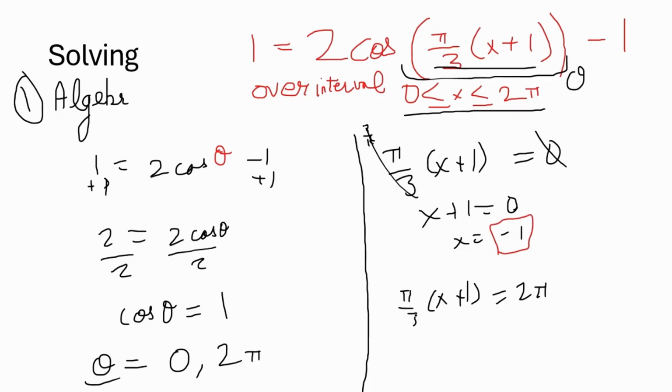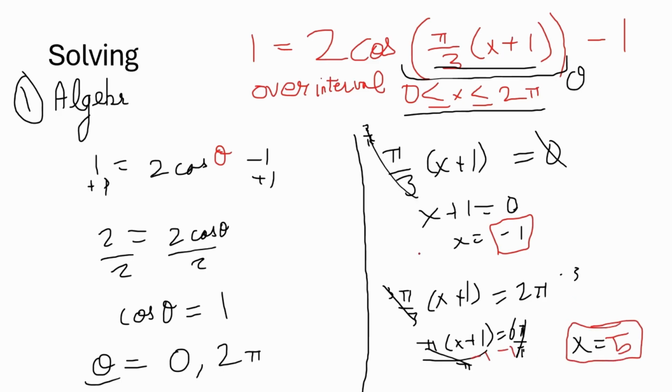Okay, here you multiply both sides by 3, you get pi x plus 1 equals 6 pi. Divide both sides by pi. Okay, basic stuff. X plus 1 equals 6. Subtract the 1. X equals 5. So those are our two answers, negative 1 and 5.